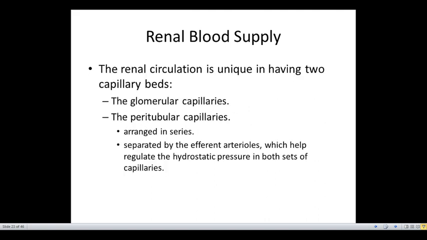Therefore, the renal circulation is unique in having two capillary beds. Number one, the glomerular capillaries, and number two, the peritubular capillaries. The peritubular capillaries are arranged in series and they are separated by the efferent arterioles, which help regulate the hydrostatic pressure in both sets of capillaries.